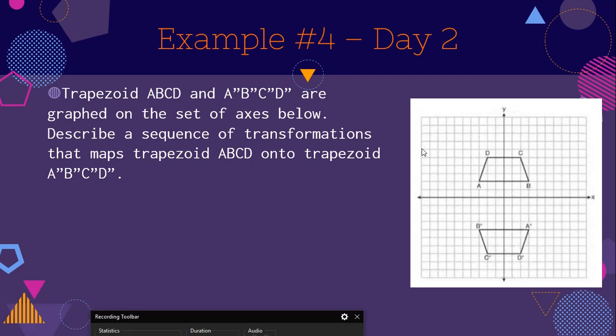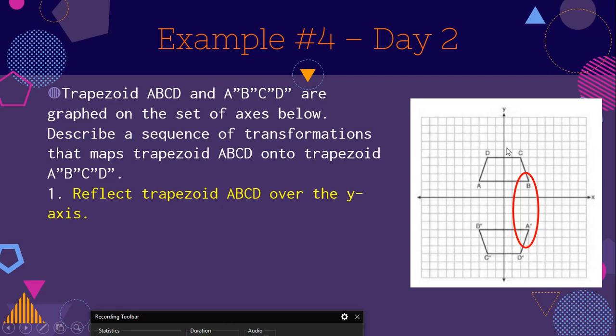So the first thing that I notice is the original image is in quadrants 1 and 2. I notice A and B are the base, but when I compare it to the double prime, A and B are not in the same location. So the first thing I want to do is take my original trapezoid and reflect it in the y-axis to flip it over so the letters will be on different sides. And you'll notice right here, if I flip it over, A will now become B's location. So that puts us in a better spot.